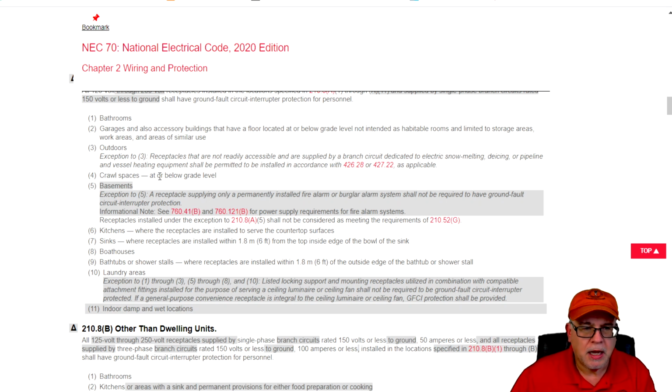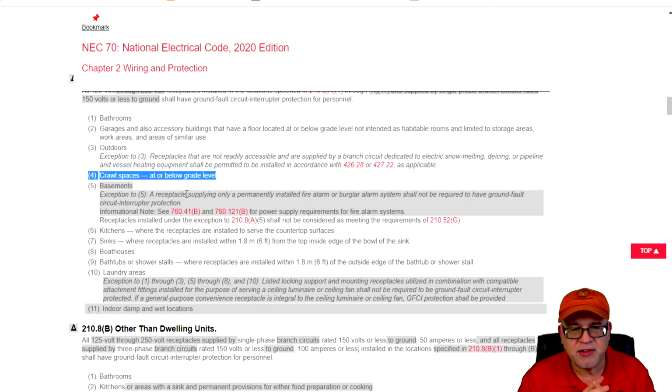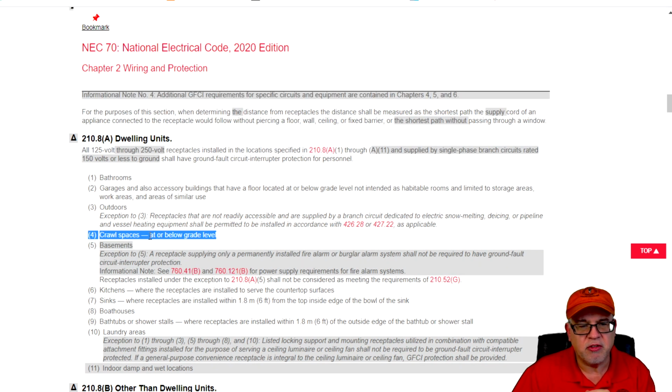Okay. The next one is item 4, and that is crawl spaces at or below grade level. Obviously, these are crawl spaces where the entry is right at ground level or drops down below grade level. Inside of there, any receptacles are going to have to be GFCI protected. Of course, we also know that the 2017 code implemented a requirement for lighting outlets inside a crawl space to also be GFCI protected as well.